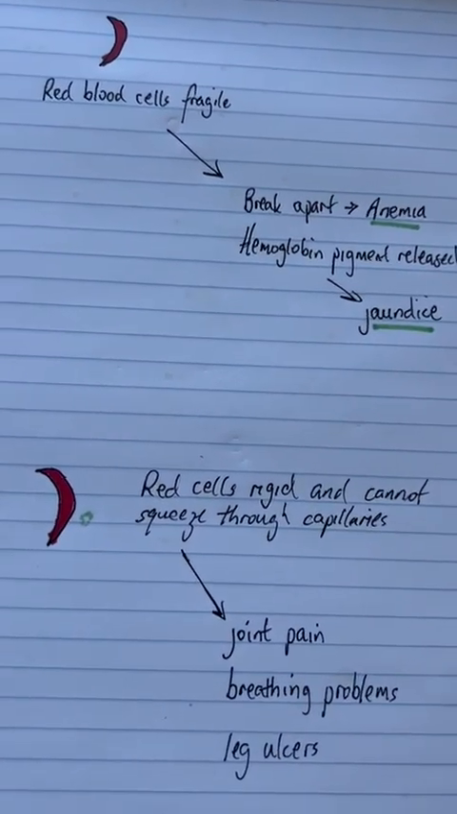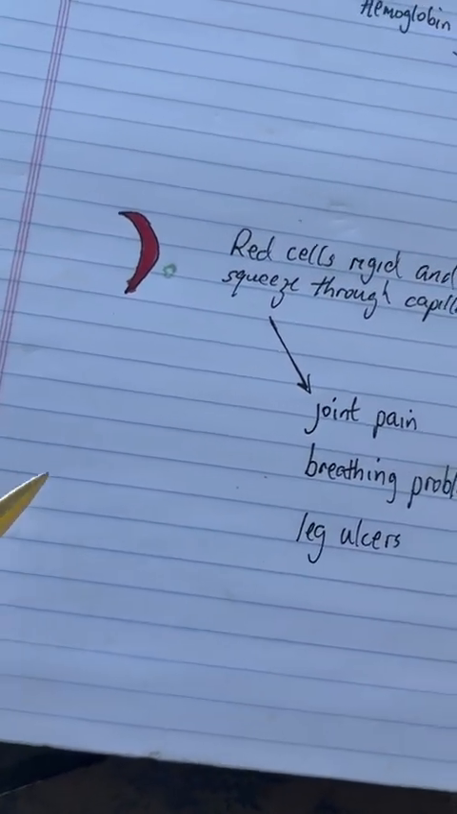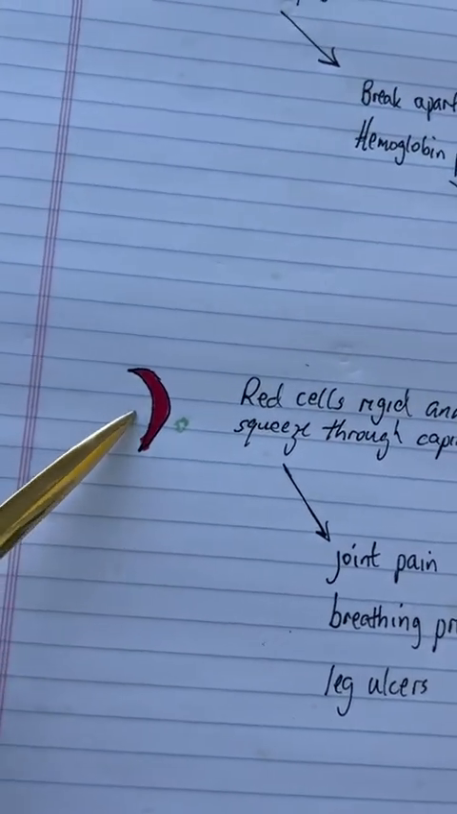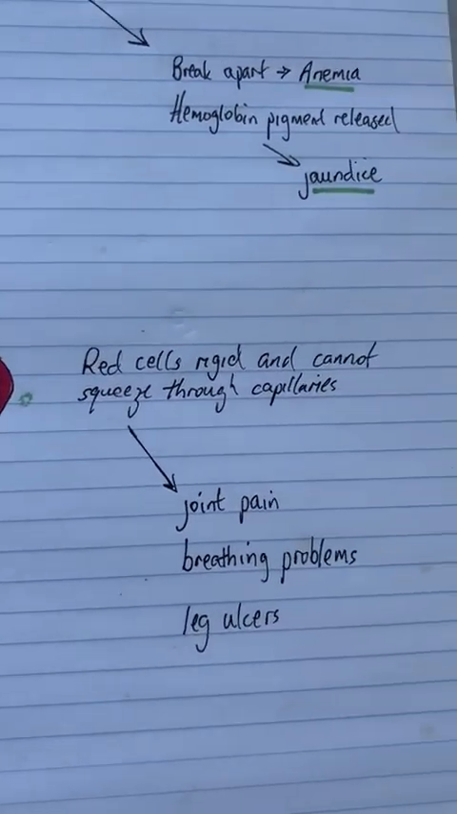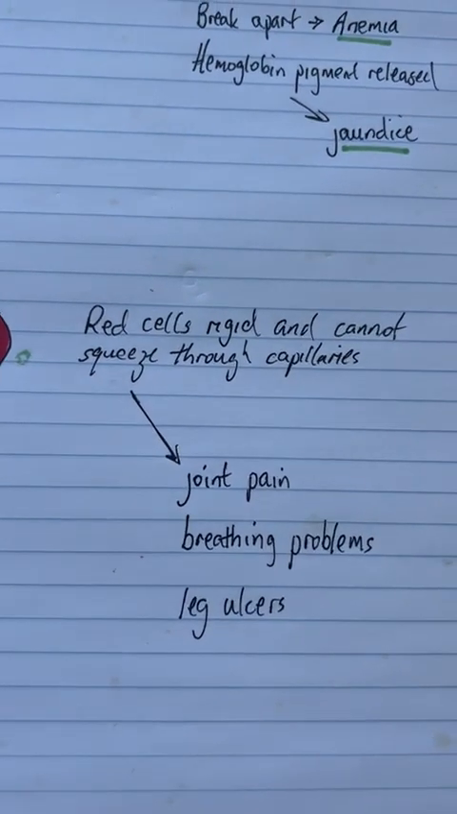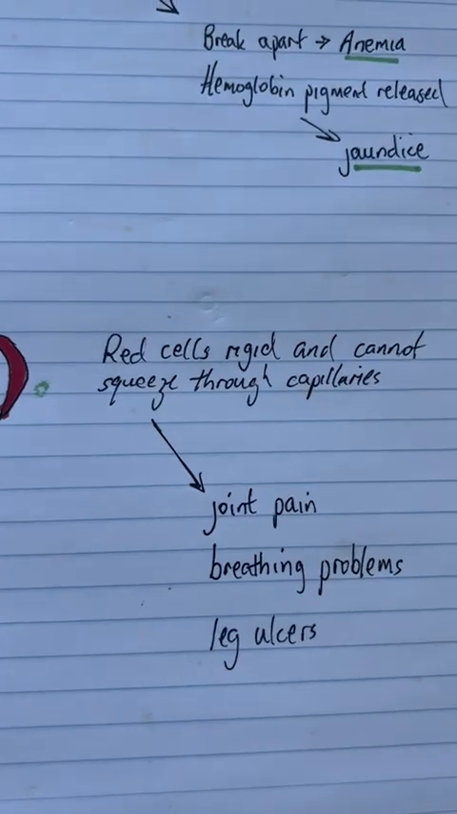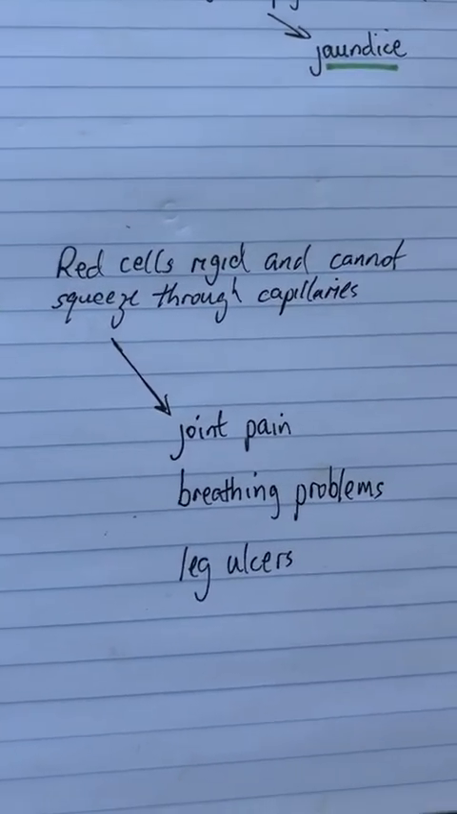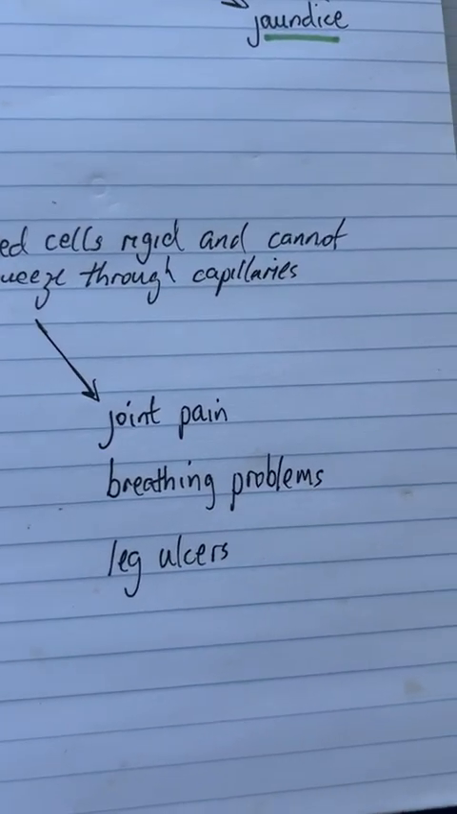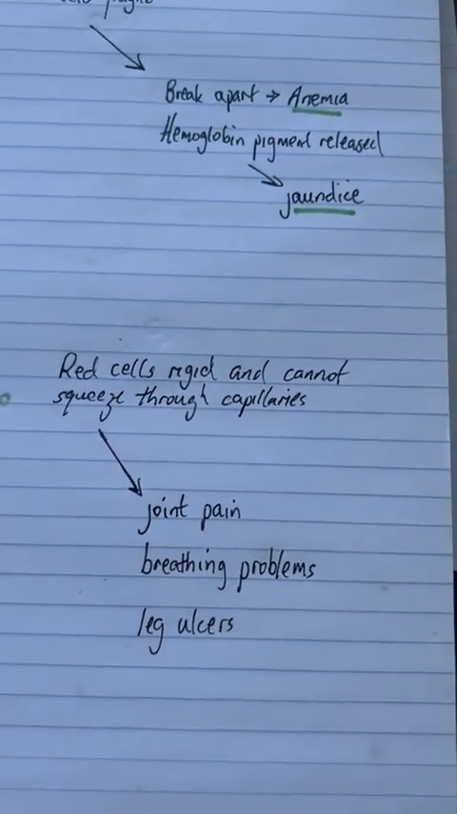And then another problem with sickle cells is that the red blood cells, the sickle cells, are not flexible. They can't squeeze through the smallest blood vessels that we call capillaries. And so the blood gets jammed inside these capillaries, and that leads to a host of other symptoms, especially joint pains, breathing problems, and leg ulcers. And those are the main symptoms of sickle cell disease.